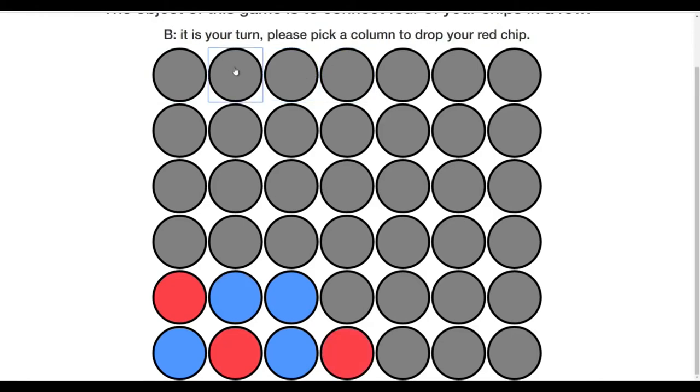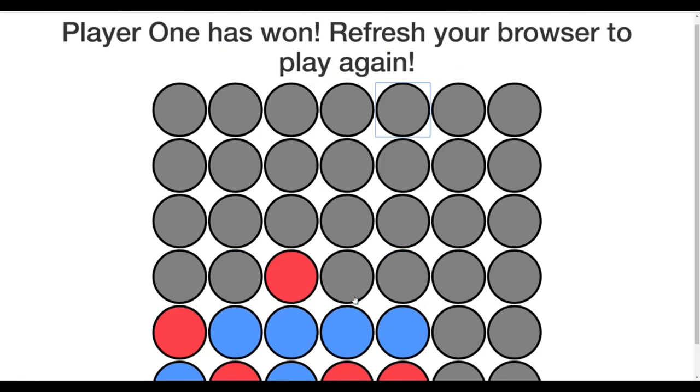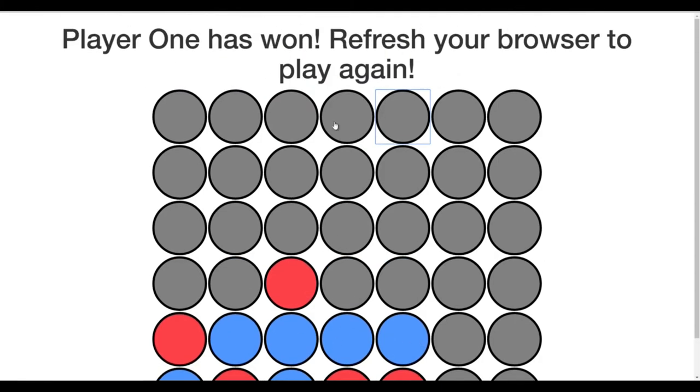Hopefully you're already familiar with Connect 4. If not, you can always just read the rules. It's a very simple game. So here, let's have blue win by connecting four. And once we've connected four, it says player one has won, refresh your browser to play again.